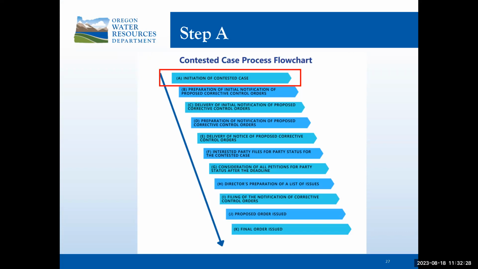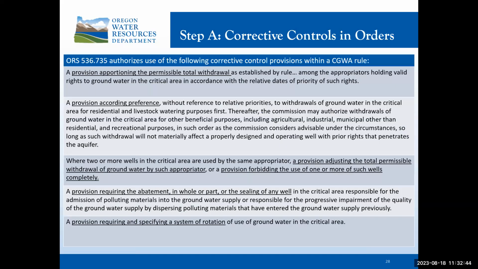And here we go through steps A through K. So the first step, step A, is an initiation of a contested case. And to initiate that contested case, we have to have a draft corrective control order. And that draft corrective control order can contain any of the following provisions. And these provisions are authorized in ORS 536.735.